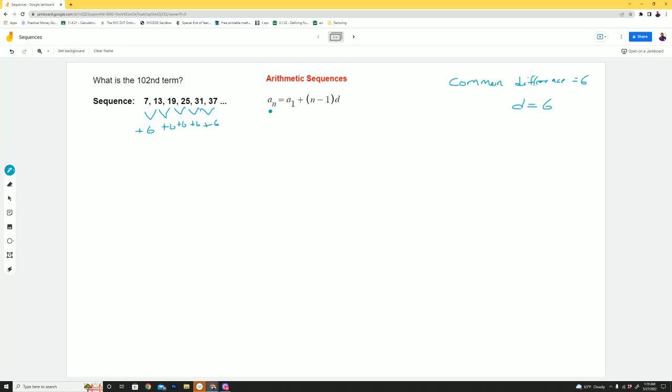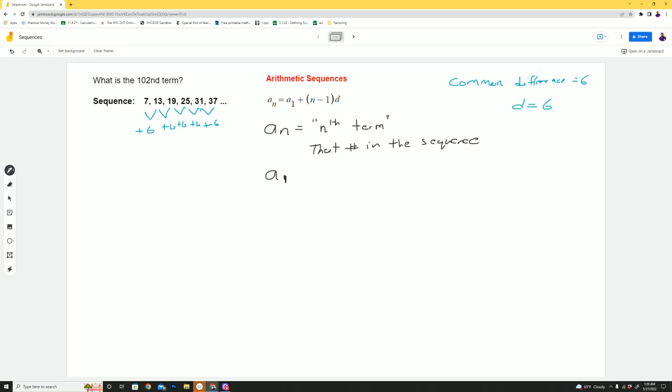The first one we have here is a, and we say this as a sub n. And this represents the nth term. I don't like saying that because it confuses a lot of people, but what the nth term means is that this is whatever number in the sequence you're looking for. So I like to say that number in the sequence. For example, we are looking for the 102nd term, so the nth term would be the 102nd term. So that's a sub n. Now let's take a look at a sub 1.